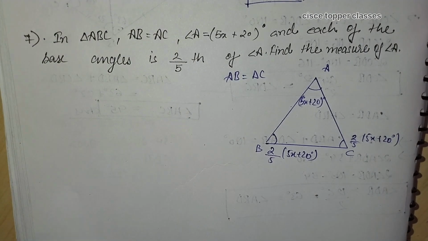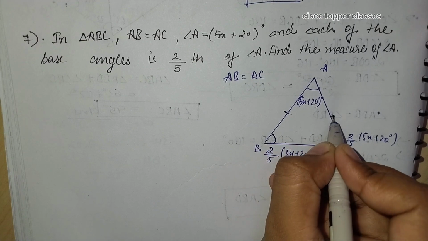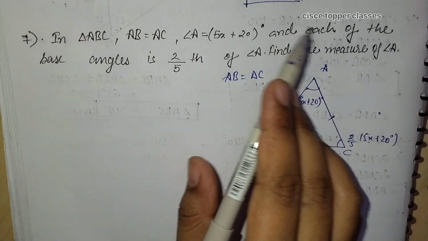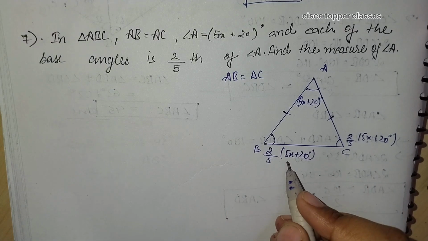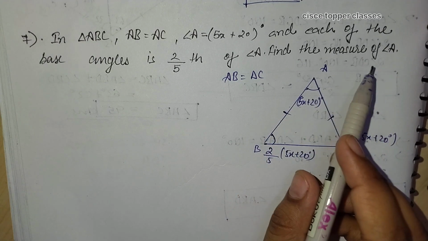Let us solve the seventh question here, which is given here in triangle ABC. AB is equal to AC, sorry, and angle A is 5x plus 20 degree, and each of the base angles is 2 by 5th of angle A, means 5x plus 20. We have to find the measure of angle A.